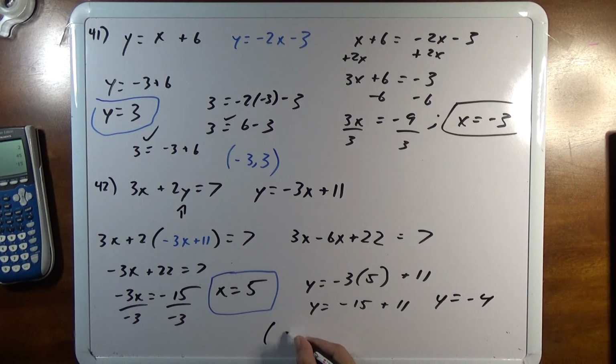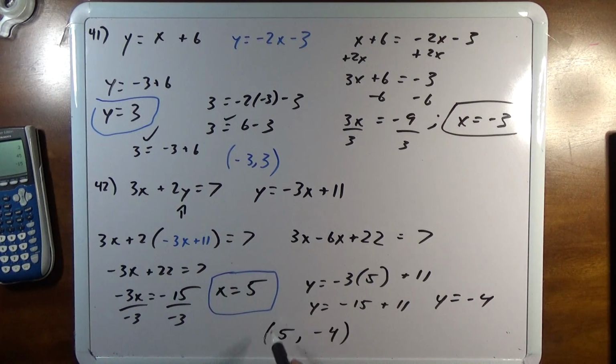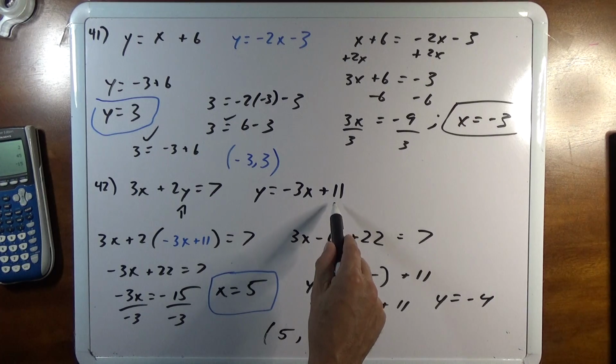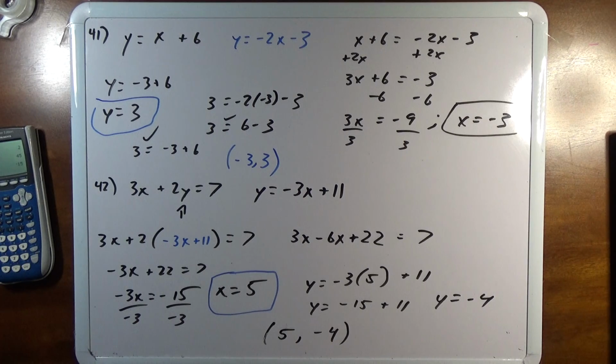So our solution: the x value is 5, and y is negative 4. I'll check this. 5 times negative 3 is negative 15 plus 11 is negative 4. And this is 15 minus 8 is 7. So those check out. Why do I write them with parentheses instead of something like that? Well, our solution is a coordinate point, so it has an x value and a y value.